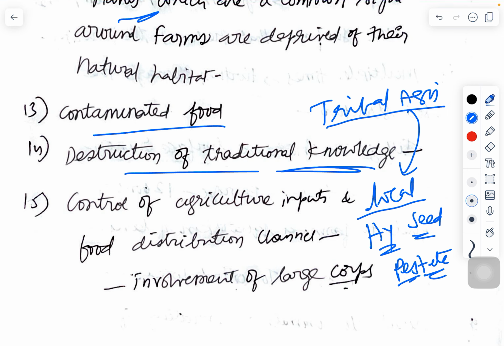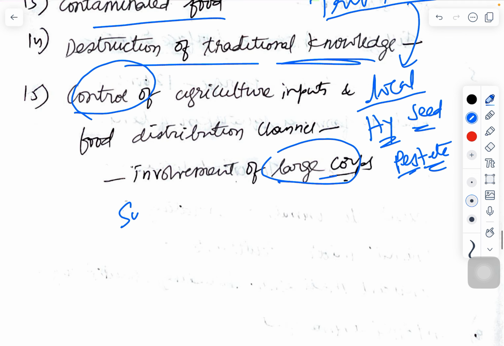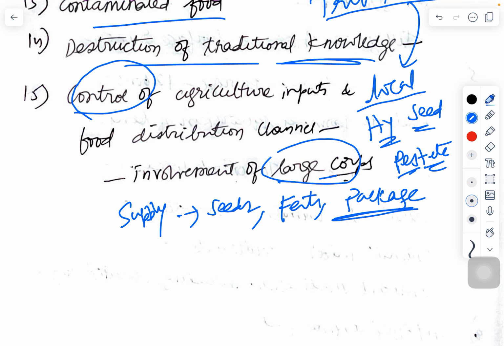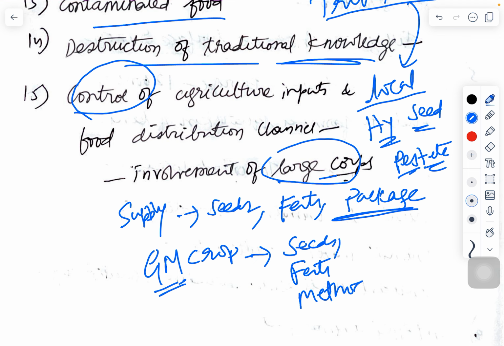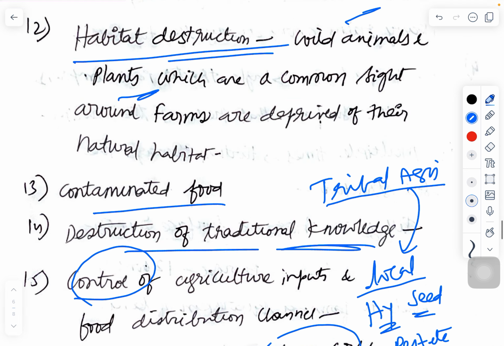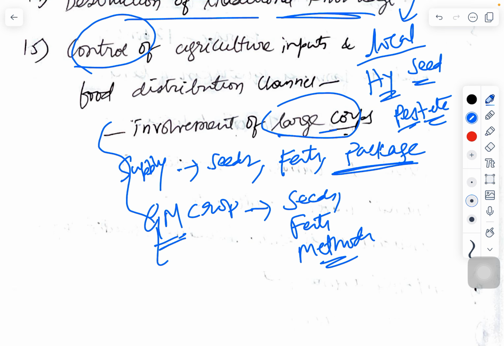You can also speak from the perspective of how agriculture is being controlled by large corporations in the management of supply chains, distribution of seeds, and distribution of fertilizers. There is a complete package, and farmers have to rely on it. Take the example of GM crops: they have to rely on big corporations for seeds, fertilizers, and methods of handling them, all those things, right? This kind of control over agriculture can be avoided in organic farming.